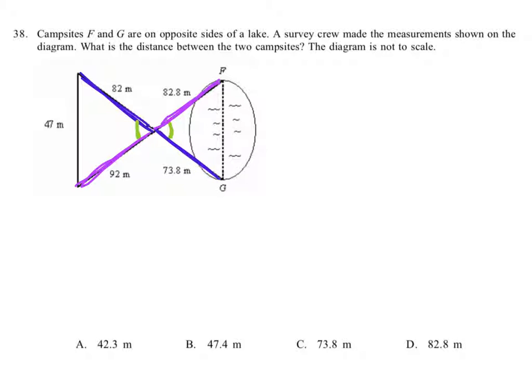We're going to see if they are in a ratio. So I'm going to start with the small ones. In blue, 73.8 is to 82 as 82.8 is to 92. And we need to check these proportions and see if they're good.